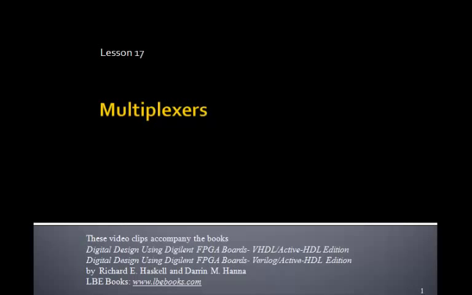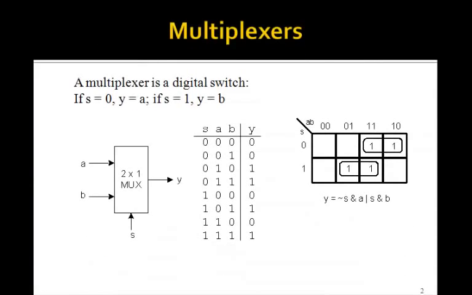This is lesson 17 on multiplexers. Now a multiplexer is a digital switch in which the output Y is either equal to A or B depending upon the value of this input S. S is called the control line, and if S is equal to 0, Y is the same as A, and if S is equal to 1, Y is the same as B.